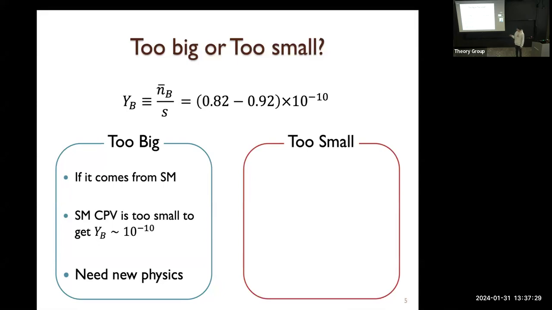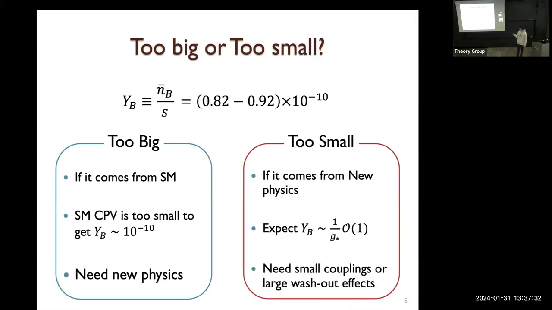And if you think this number comes from new physics, you may think this number is too small. As we all know, for the Sakharov conditions, for this baryon asymmetry we need baryon number violation, CP violation and so on. If these are all order one, then we just expect Y_B to be 1/g* from the entropy density, which is order one. But of course, we can still get this small number if we have small couplings or large Boltzmann effects. So it is essential to realize this number with the model parameters of new physics.